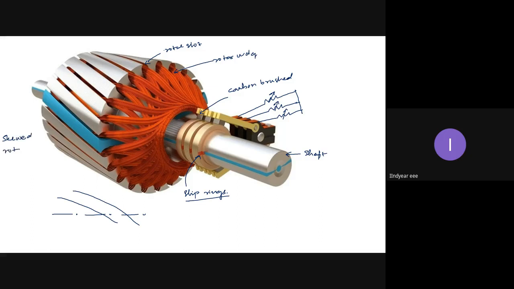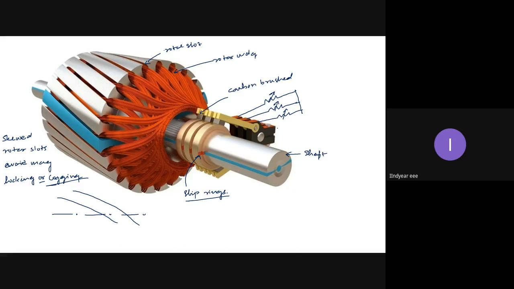Skewed rotor slots avoid magnetic locking, which is also known as cogging. So this is the structure of the wound rotor of an induction motor.